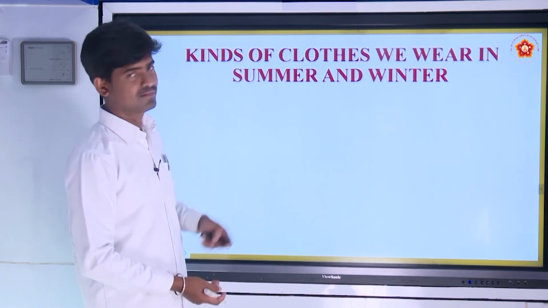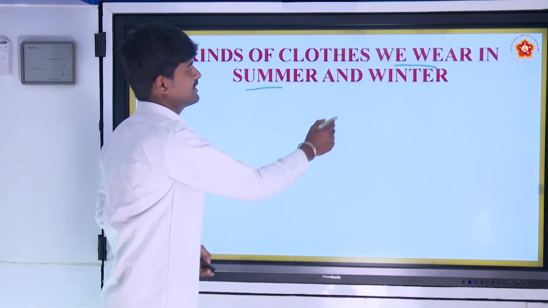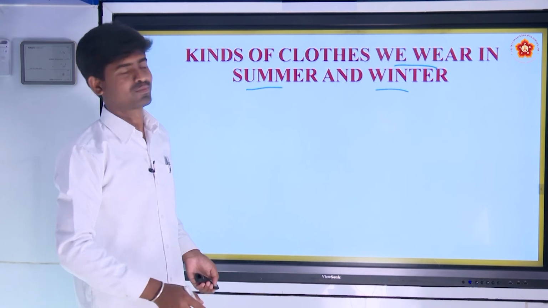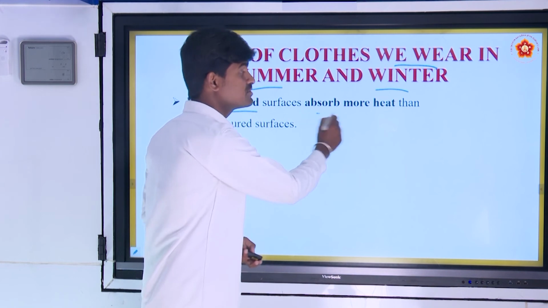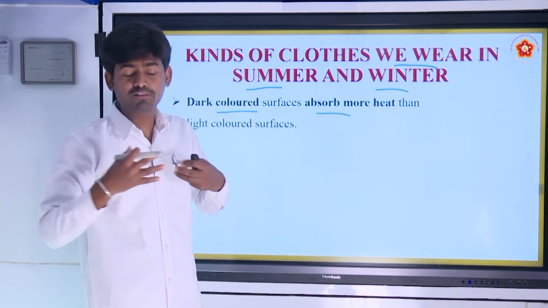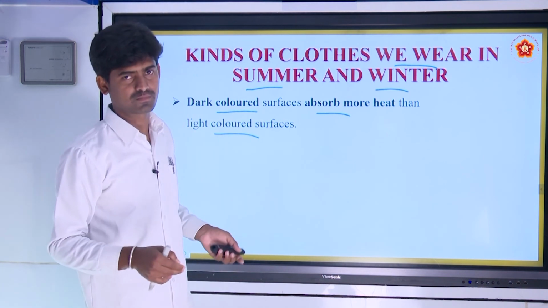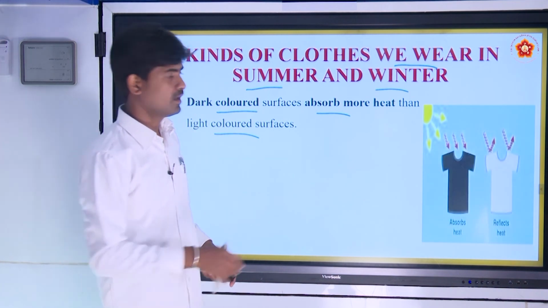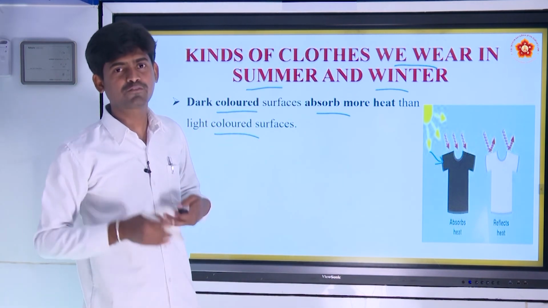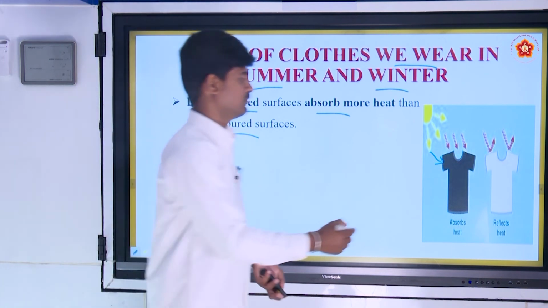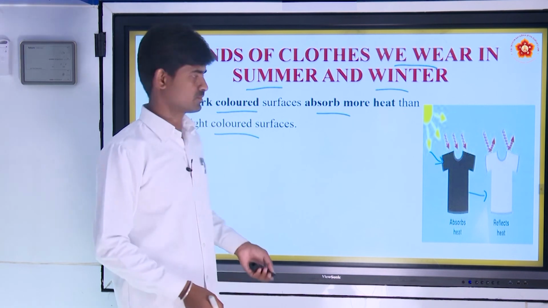Now we move on to the clothes we wear in summer and winter. Here, first, dark colored surfaces absorb more heat than light colored surfaces or light colored cloths. The black color absorbs more heat. The white cloth reflects it. That's why in the summer we wear light colored or white cloths.